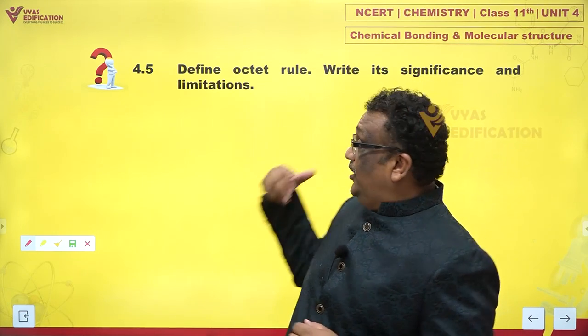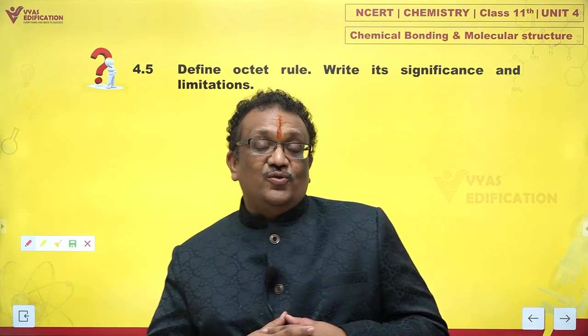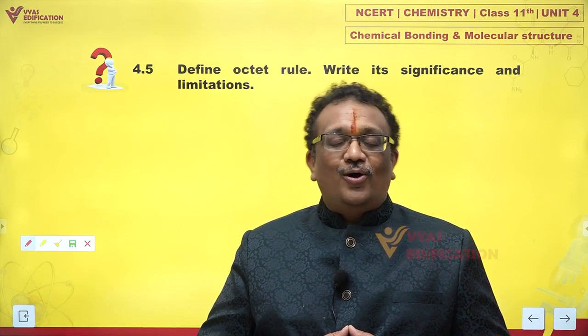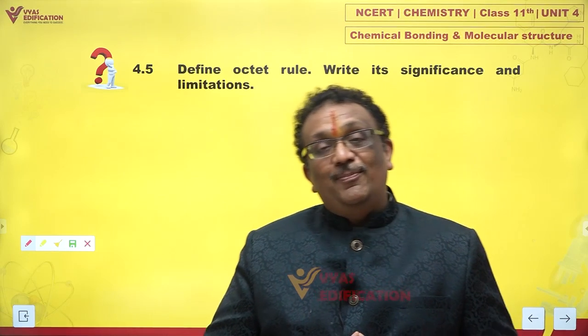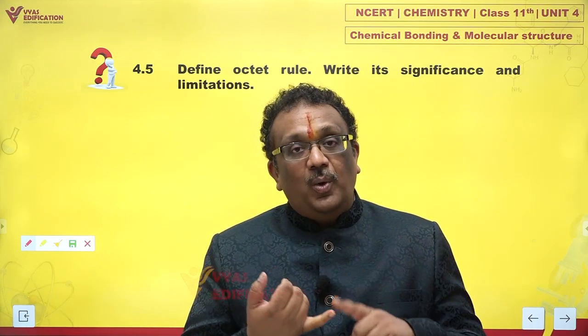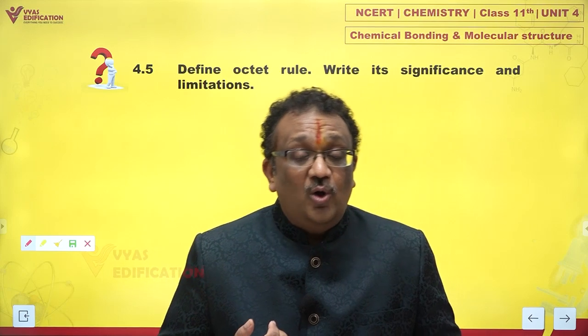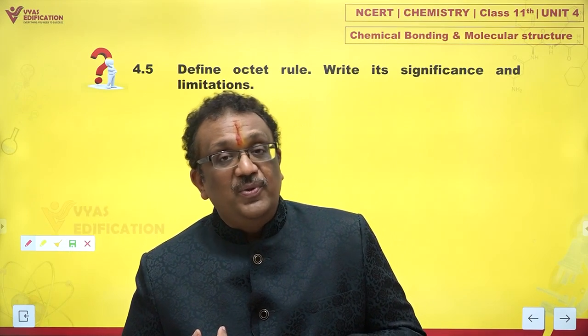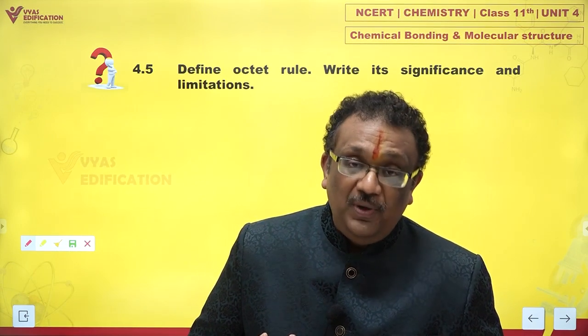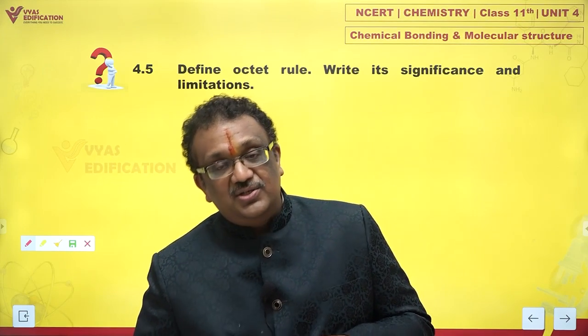The third point says the limitations of the octet rule. Oh my God, the octet rule has so many limitations. Let me count them one by one. Limitation number 1. The octet rule is not valid for hydrogen or helium, that is first period elements. For them only a duplet is there, only 2 electrons, not 8.